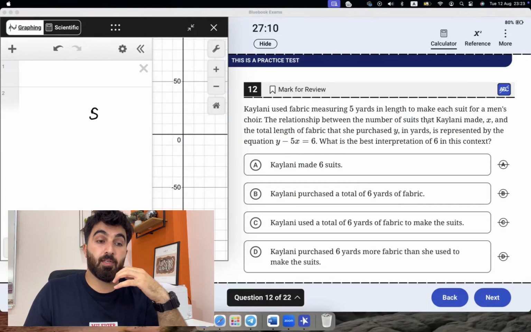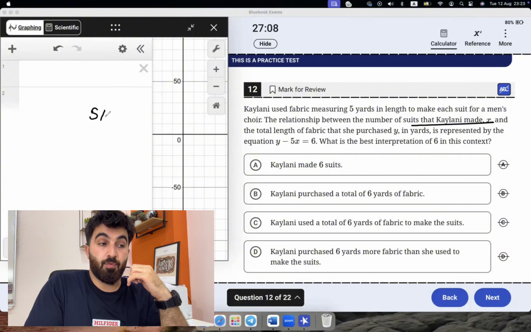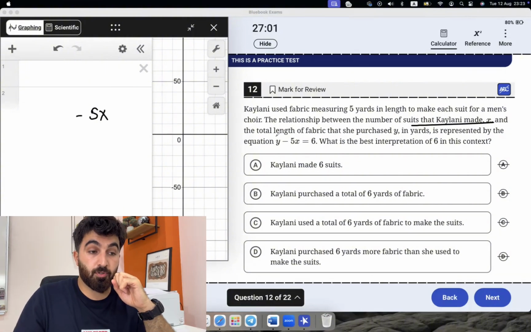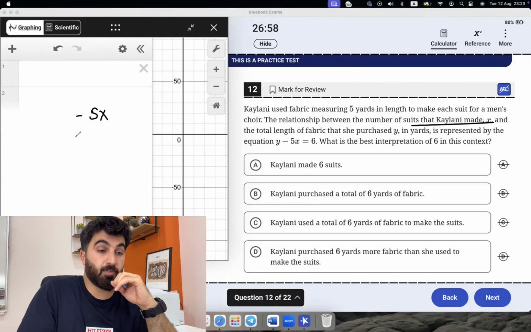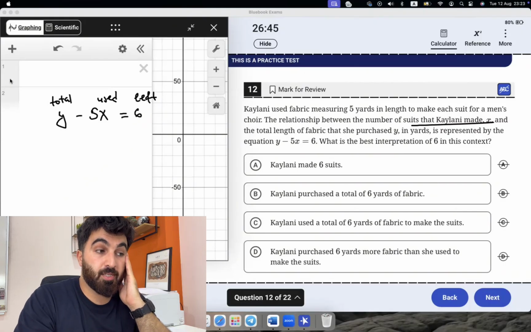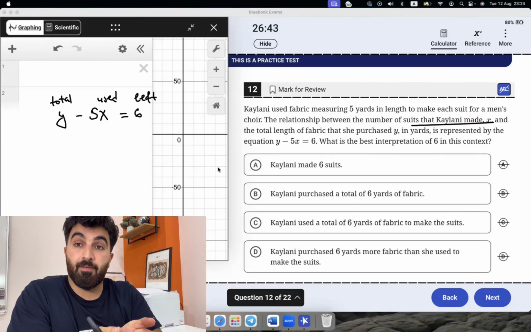Because we made X suits, it means we already used 5X yards. Y is the total length of the fabric that we purchased. So Y is the total, and this is what we used. Total minus what we used is what we have left, isn't it? So let's see what 6 represents. 6 is what we have left, right?